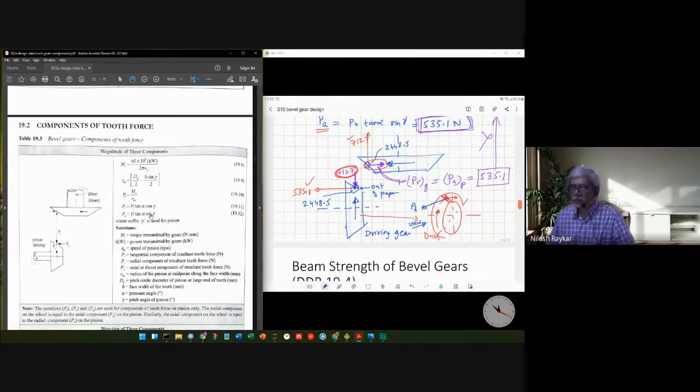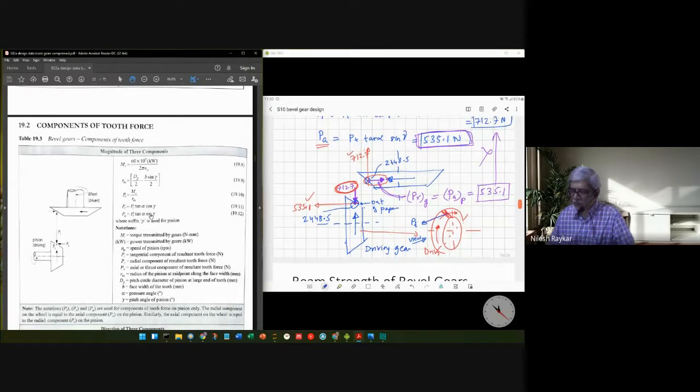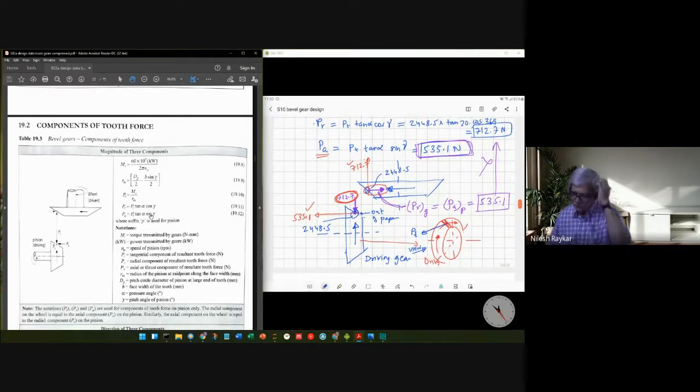Okay, so now let's enter. So we have done the force analysis. Again, I'm emphasizing that forces are calculated at the midpoint. Now the next topic that we are discussing is the strength of the bevel gear tooth.